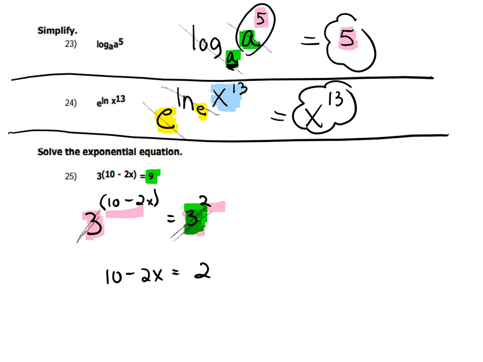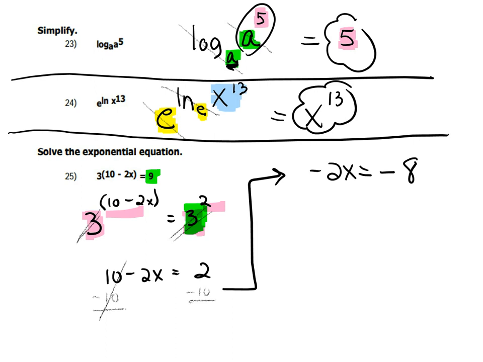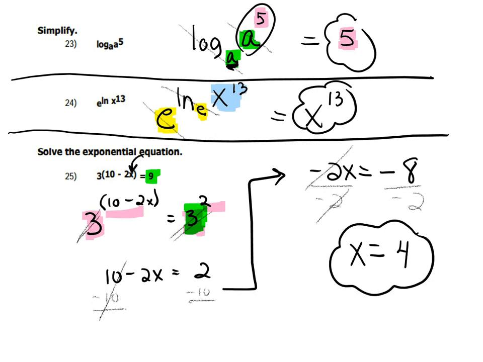And then, you know, you're in Algebra 1. Solve it. So I'm going to subtract 10 from both sides. That cancels. And then I'll have negative 2x is equal to 2 minus 10, which is a negative 8. And then you're going to divide both sides by the negative 2 so that cancels. And x equals negative 8 divided by negative 2, which is a positive 4. And if you checked it, if you put 4 right here, 2 times 4 is 8, 10 minus 8 is 2, and 3 squared is 9. So it checks. Voila.